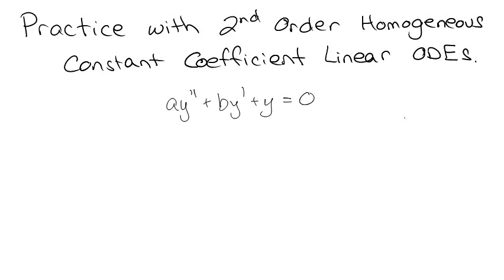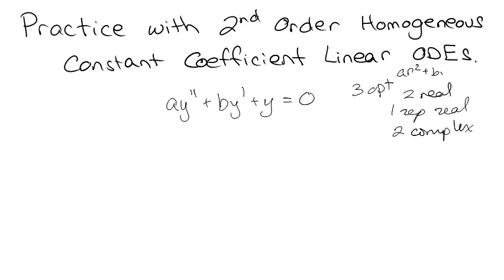In other videos, we've talked about how there's basically three options: you can have two real solutions, one repeated real solution, or two complex solutions. Based on what kind of solutions you have to the characteristic equation, which is something like ar squared plus br plus c equals 0, you know what kind of solution to guess.